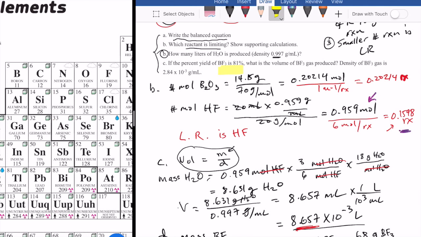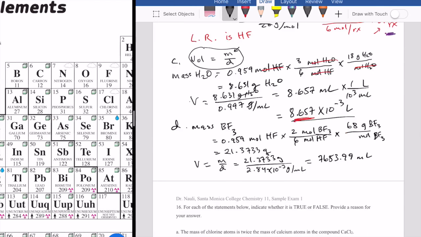Now, that would be the theoretical yield in volume of your BF3 gas, but it says here in the question that the percent yield is only 81%. To get the final volume, you're going to have to take this and multiply that by 81%, which you end up getting is 6199.7 milliliters, or we can write it in scientific notation. It'll be 6.200 times 10 to the third milliliters. All right, so that would be the answer in 4 sig figs.